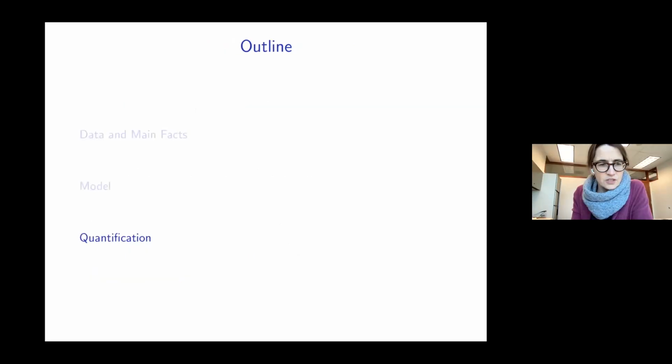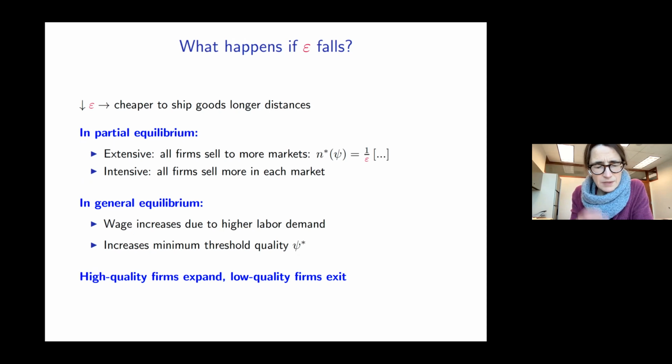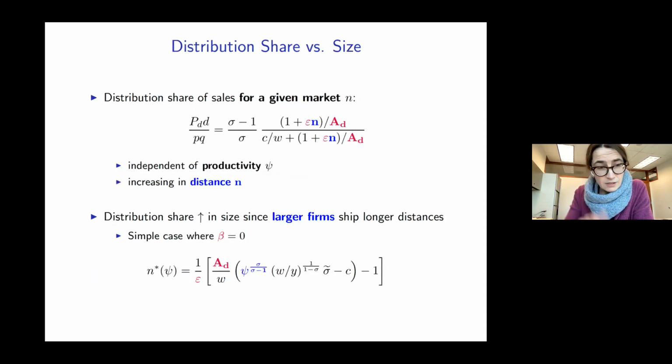Okay, so just one maybe stupid question. It was a bit quick for me, but how does the epsilon affect things differently from this AD, the productivity in the distribution sector? Yeah, absolutely.